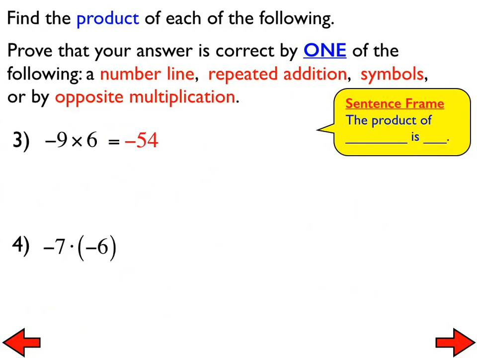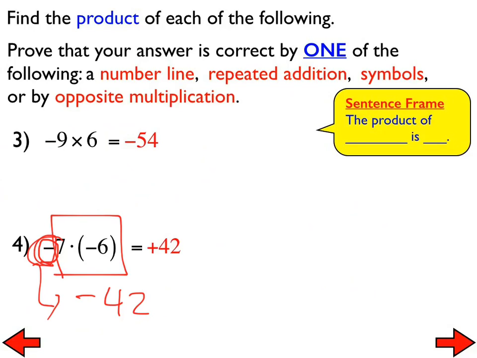Positive 42. There we go. There are many reasons why that's positive 42. One is using opposite multiplication. Look at what I'm doing here. 7 times negative 6. That's 7 groups of 6 negatives. That would be 42 negatives. But we then have to find the opposite of that, and that's why the product is positive 42.